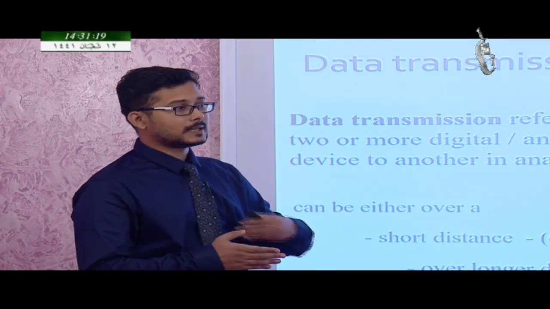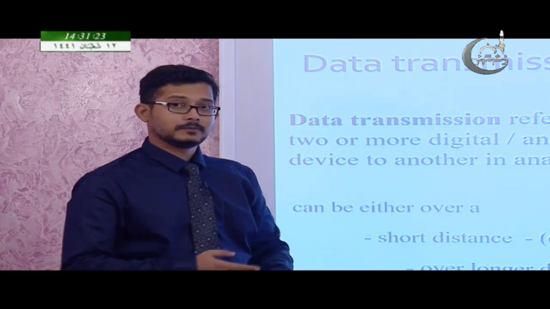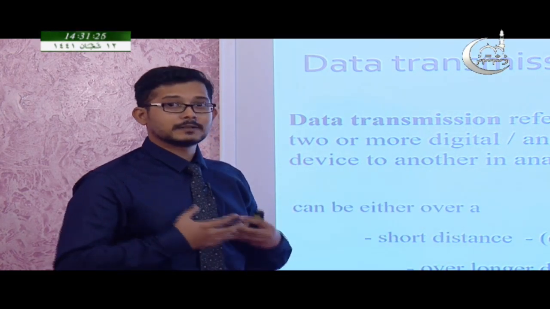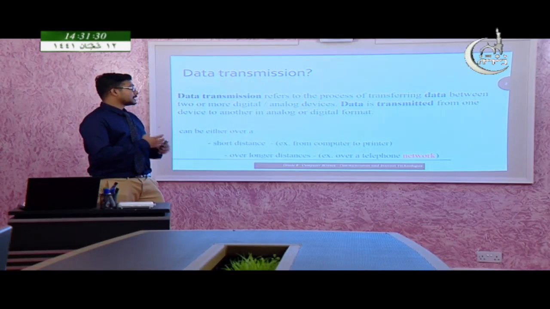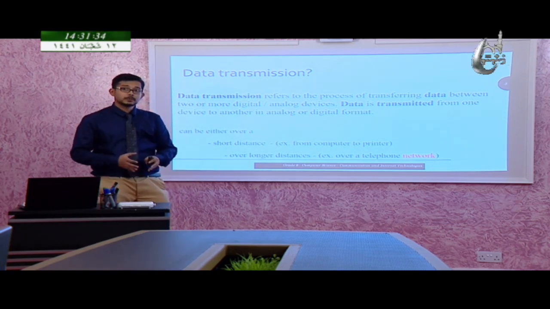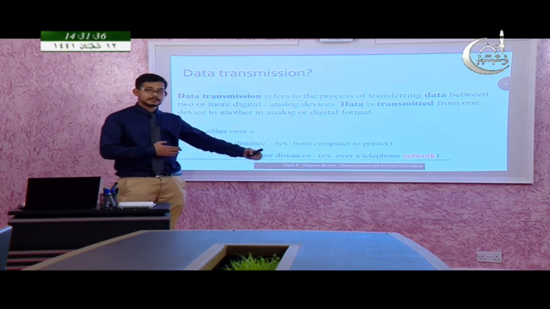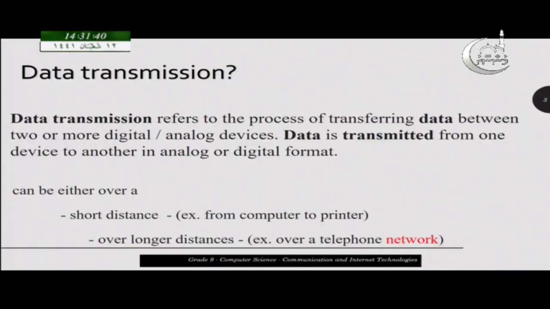But what if we are transferring to some other devices? For example, in a telephone network, we can't use digital there. So we have to go with analog transmission. So data can be transmitted in either analog format or digital format. And also we can transmit either for a short distance or for a long distance. A short distance example is from a computer to the printer, which is again digital. On the other hand, you can go with a long distance, like a telephone network, which is analog.